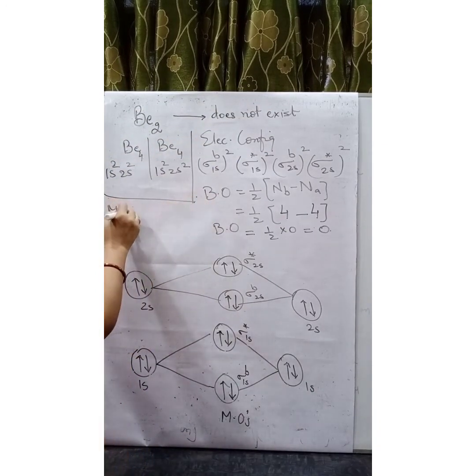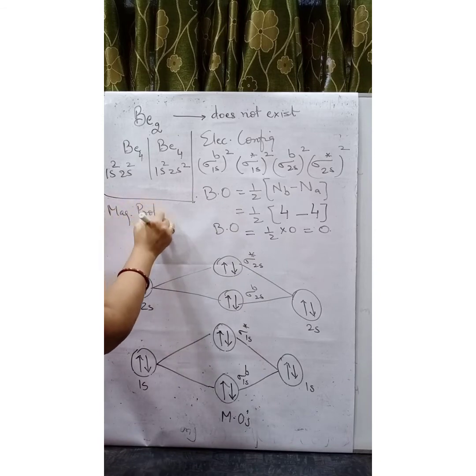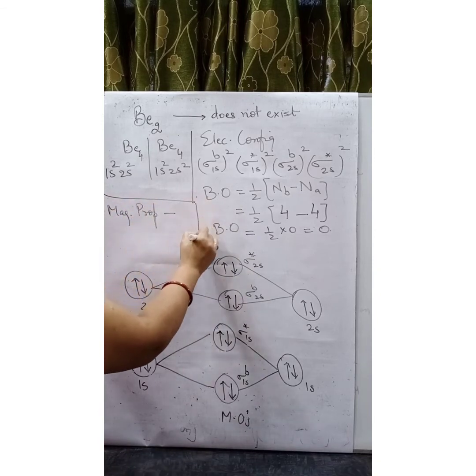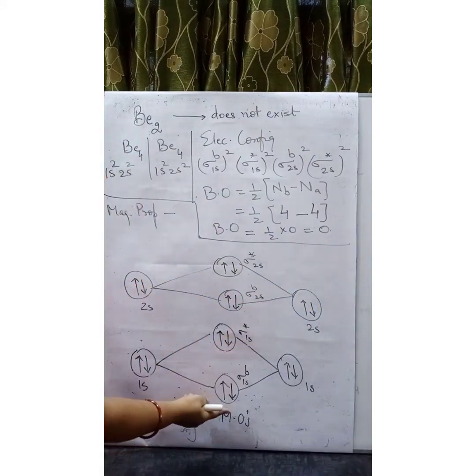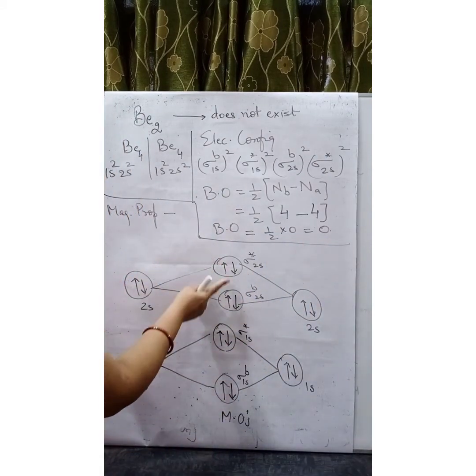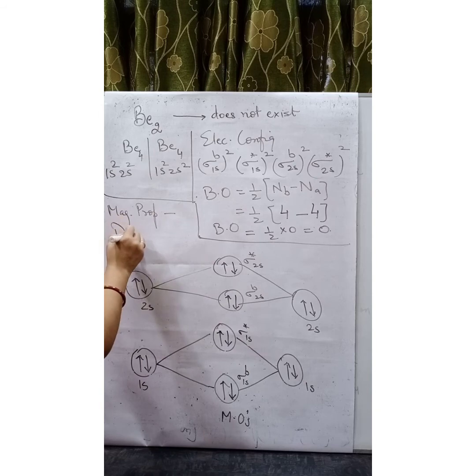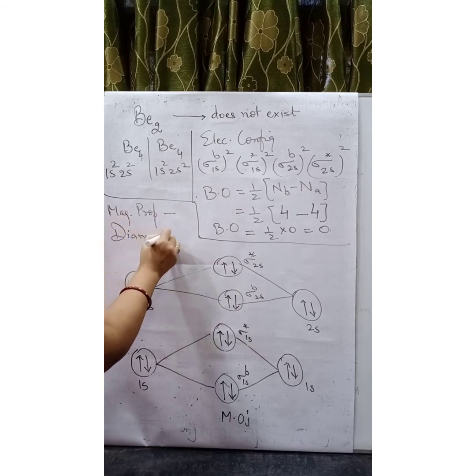We can put down its magnetic property. For magnetic property, check the molecular orbitals. All are paired. That means it is having diamagnetic property.